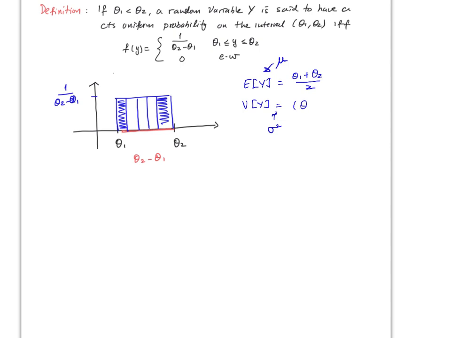This is just, again, basic integration. It should be theta 2 minus theta 1, squared, divided by 12. So I highly recommend that you verify this by yourself. At the very least, you should memorize this result for the uniform random variable.